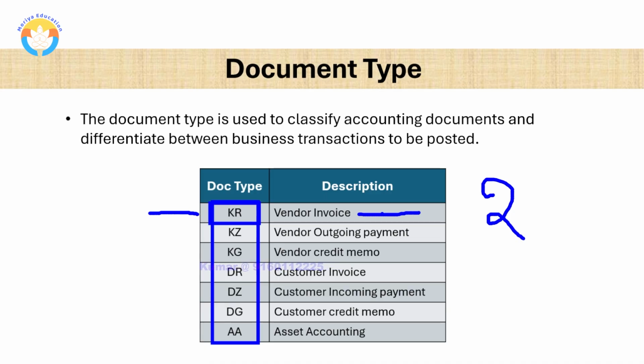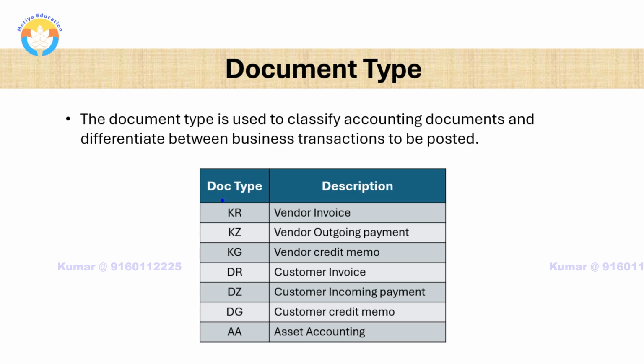What is a vendor invoice? When we purchase goods, when we tell the system that we have purchased, we have not paid, we have just purchased only. We got the goods in our godown. We need to pay the money, but we did not pay. In future, we need to pay. But now we have just purchased. So at that time, what document type is used? Vendor invoice. That document type is KR.